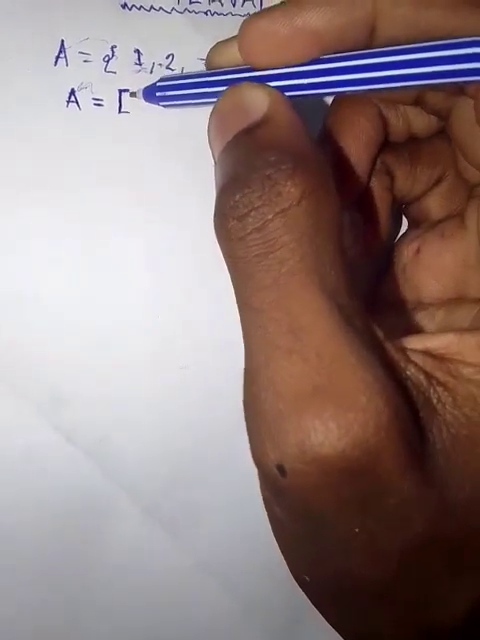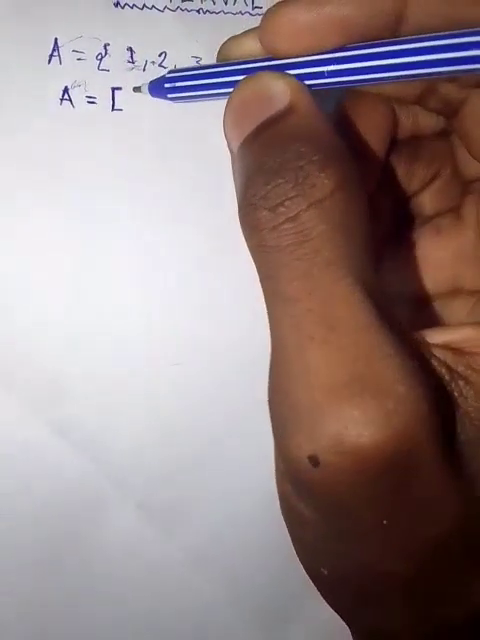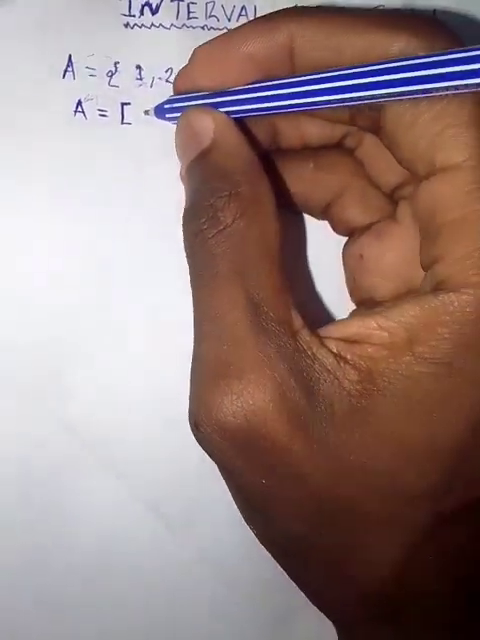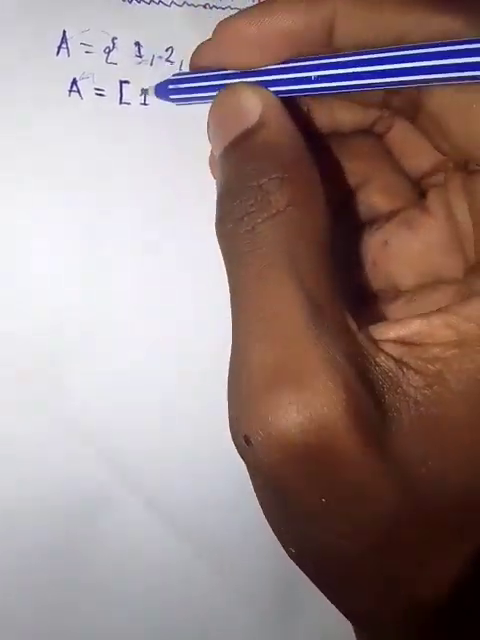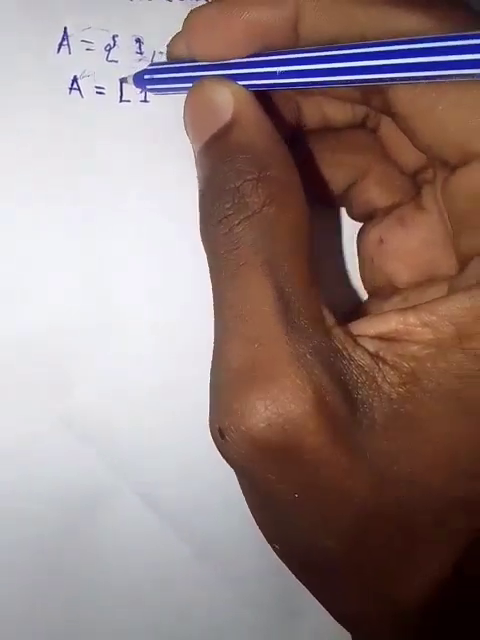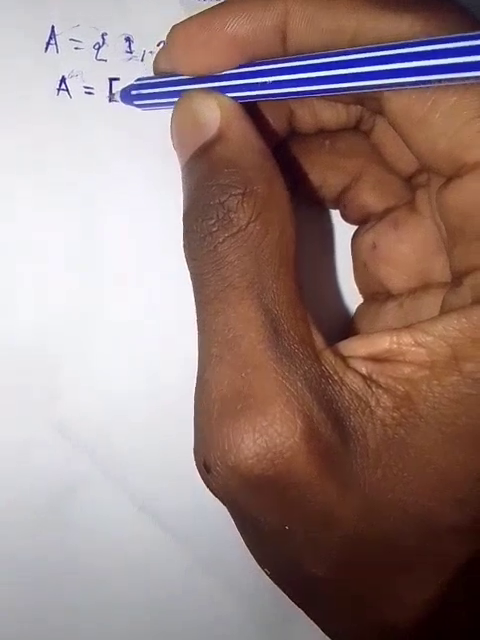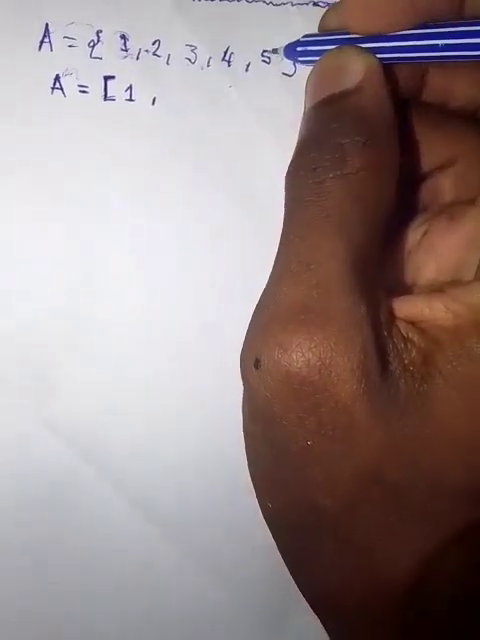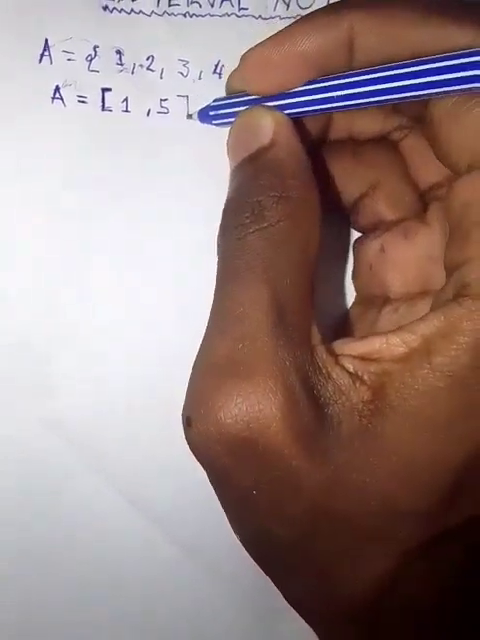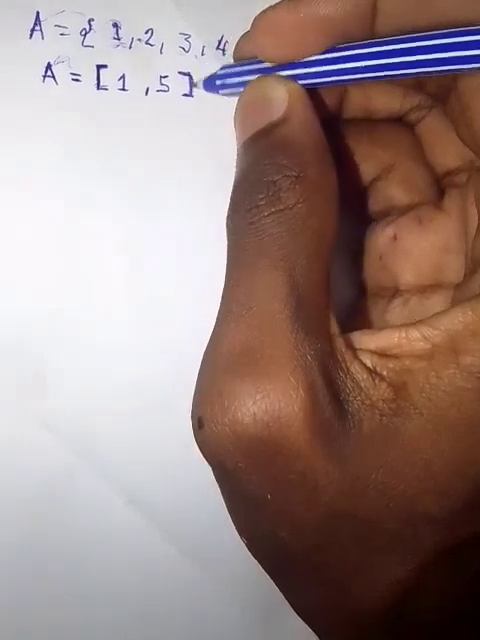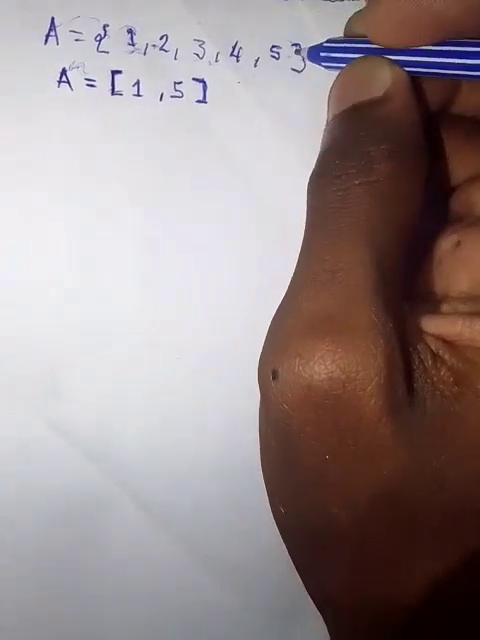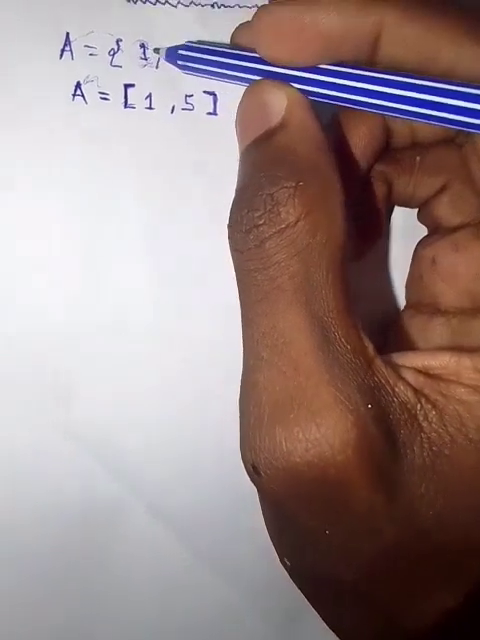An interval is like you're just describing how the numbers are. Here we're saying the numbers start from 1 and end at 5. Where are we starting from? We're starting from 1, and 1 is also part of the set. That is why we have used the square bracket. And where are the numbers ending? They are ending at 5, so you write 5 and use a square bracket, because this 5 is also part of the set. Even this one is also part of the set.